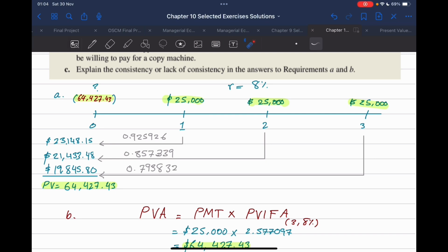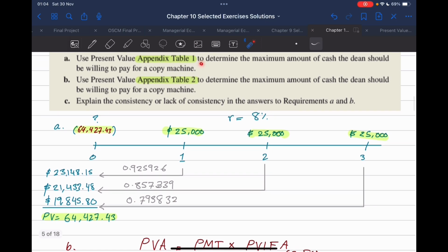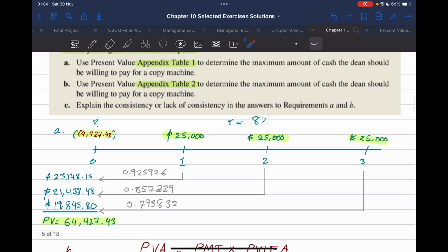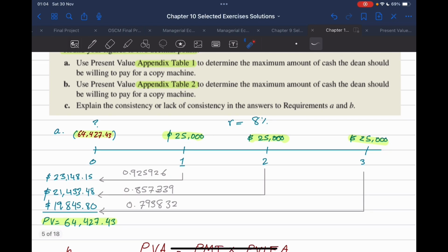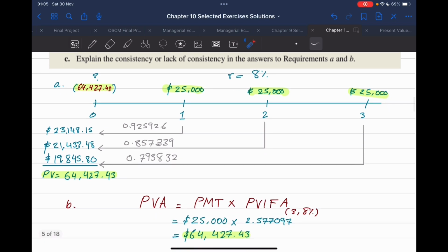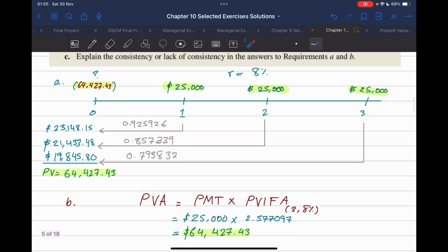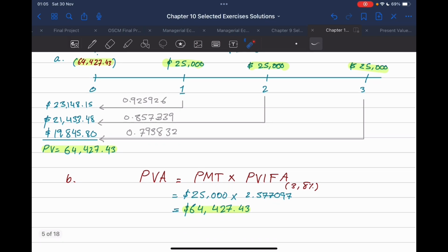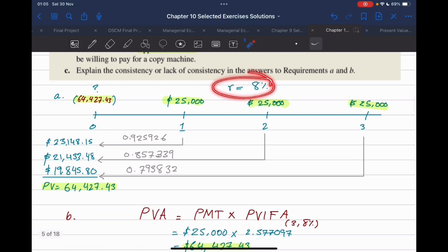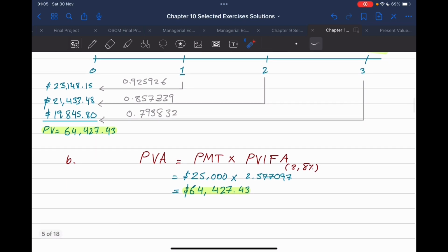For any annuity, you could use table 1 to calculate, so you can discount each cash flow individually, but not any present value calculation can be calculated using table 2 or the annuity. The annuity is just a special case to make your calculation easier. If the question meets the three conditions that we just mentioned, the fixed required rate of return, the fixed amount, and the fixed time intervals, then you can use the annuity calculation.